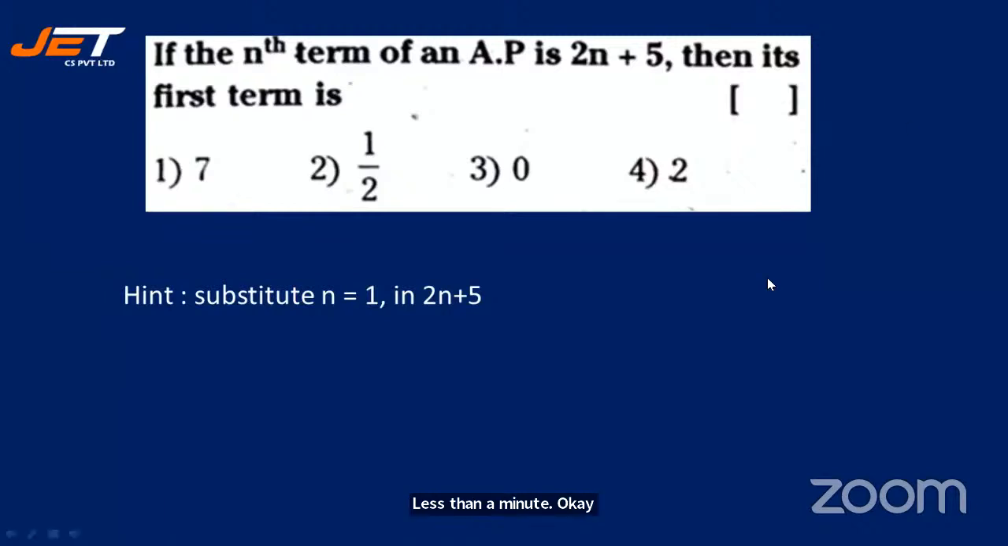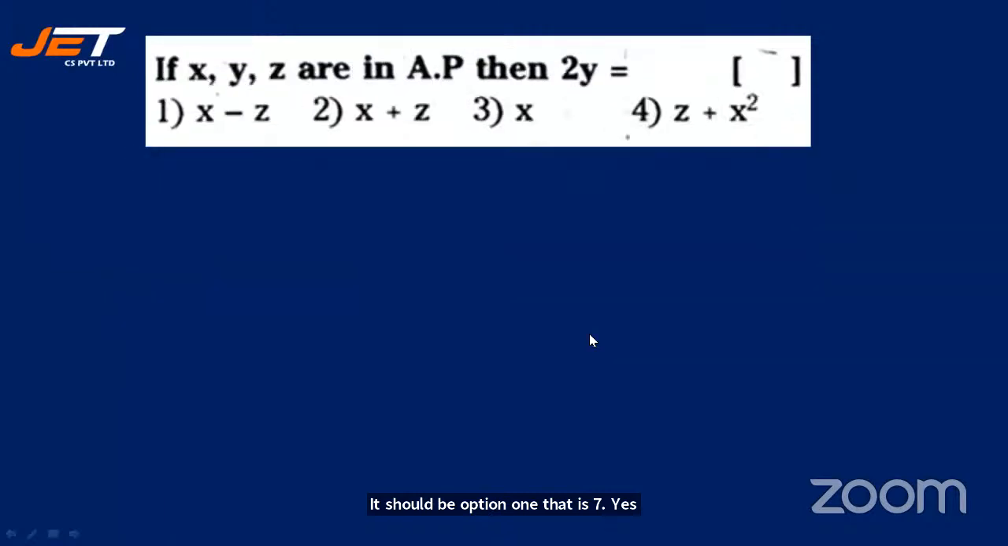How many are able to give me the answer? Let's see. Quickly work out, students. It should be option 1, that is 7. Yes. Gayatri, Varun, Riya Naik, almost all are giving me. Pavani, Lali, all are giving me option 1, which is correct and which is perfect.